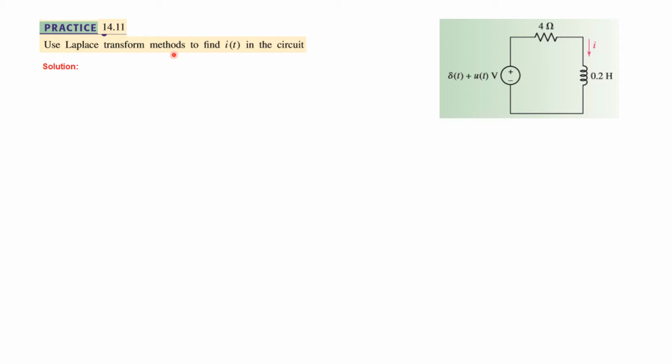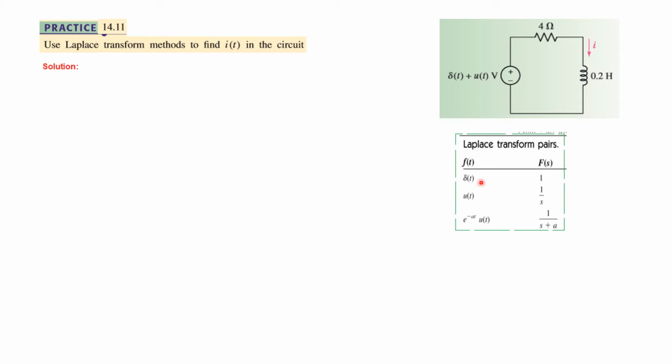Question is: use Laplace transform method to find i(t) in the circuit. Now this circuit is given in the time domain, but to find current we'll move it to the Laplace domain. That makes it easy to solve. So let's convert it into the Laplace domain, and for that we'll be using this transform pair. From time domain to Laplace domain, delta t becomes 1, u(t) becomes 1 over s, and e raised to the power minus at u(t) becomes 1 over s plus a. And to go from Laplace domain to time domain, we just take the inverse of this.